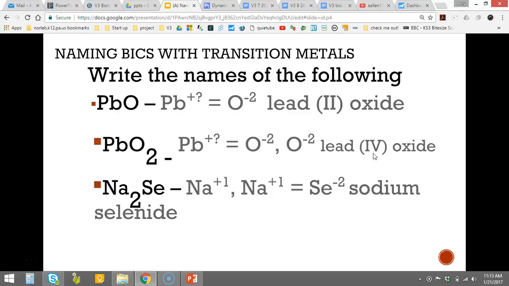Next we have Na2Se, so we're dealing with sodium and selenium. Sodium is not a transition metal, so regardless of the charges of each of these, sodium selenide is our compound name. Just so you're aware, selenium has a -2 charge. This is why there are 2 sodium ions in the compound to balance that out.